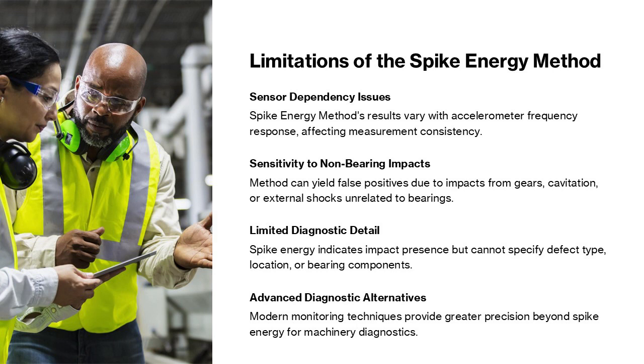Despite its usefulness, the spike energy method has several important limitations that engineers must recognize. One of the most significant is its dependence on accelerometer natural frequency and frequency response. Different sensors can produce different spike energy values for the same machine condition, making absolute comparisons unreliable. The method is also sensitive to non-bearing related impacts, such as gear tooth contact, cavitation, or external shocks, which can lead to false indications. Additionally, spike energy provides limited diagnostic detail. It indicates the presence of impacts but does not identify defect type, location, or specific bearing components.